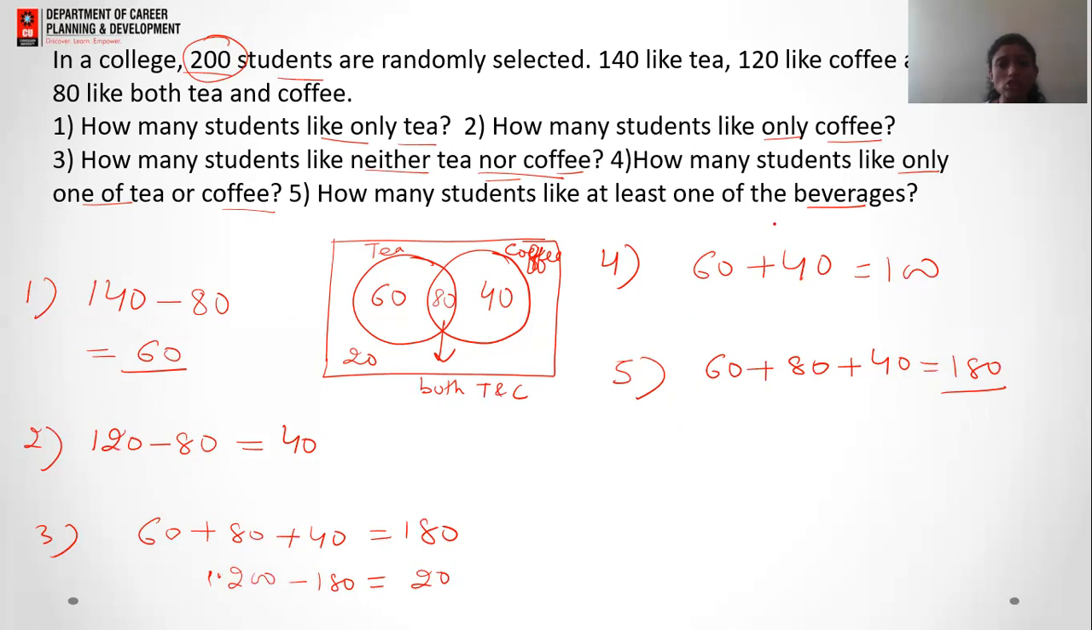What do you mean by at least? Minimum one of the drinks, maximum they like both the drinks. So 60 students like only tea, 40 like only coffee, and 80 like both. So 180 students like at least one of the beverages. Now move on to the next one.